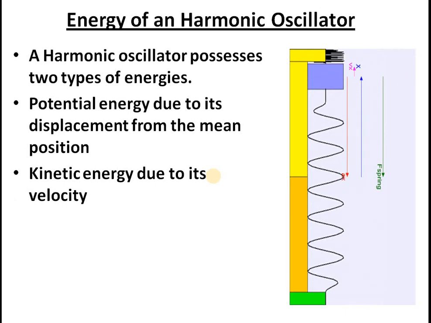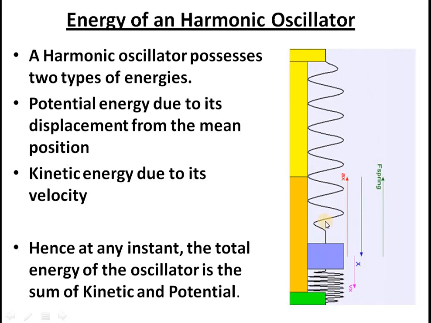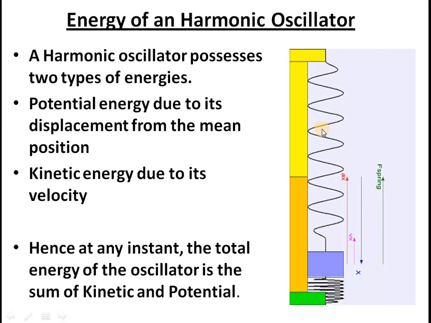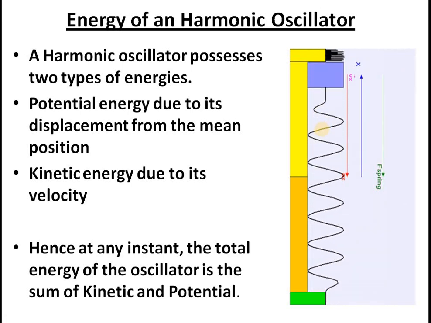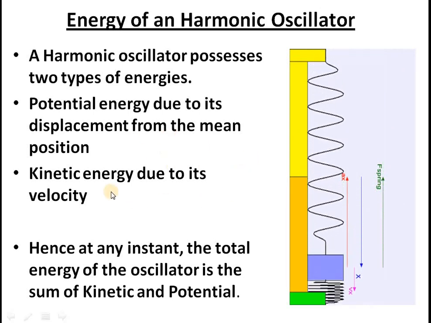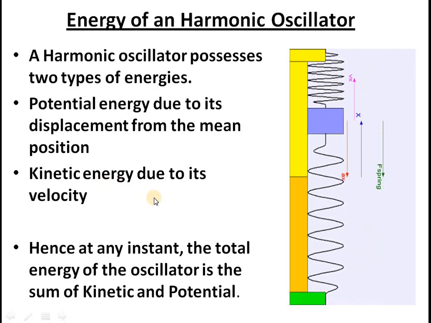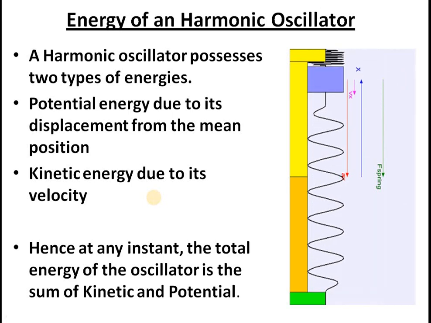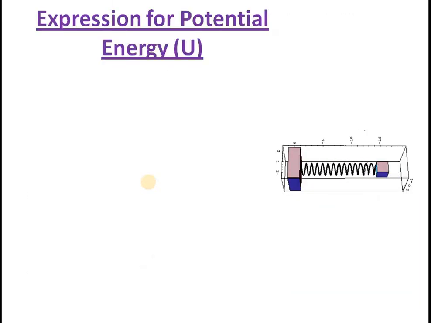Similarly, for kinetic energy, the position of the body matters, because at different time instants its position is different, and accordingly its velocity will also be different. In the previous class we have seen that the velocity of the particle is not constant. Depending on the position of the body, velocity also varies. So at different instants, kinetic energy will be different and potential energy will be different. So today we will derive equations for finding the kinetic energy and potential energy of such a harmonic oscillator. First we will derive the expression for the potential energy of an oscillator.